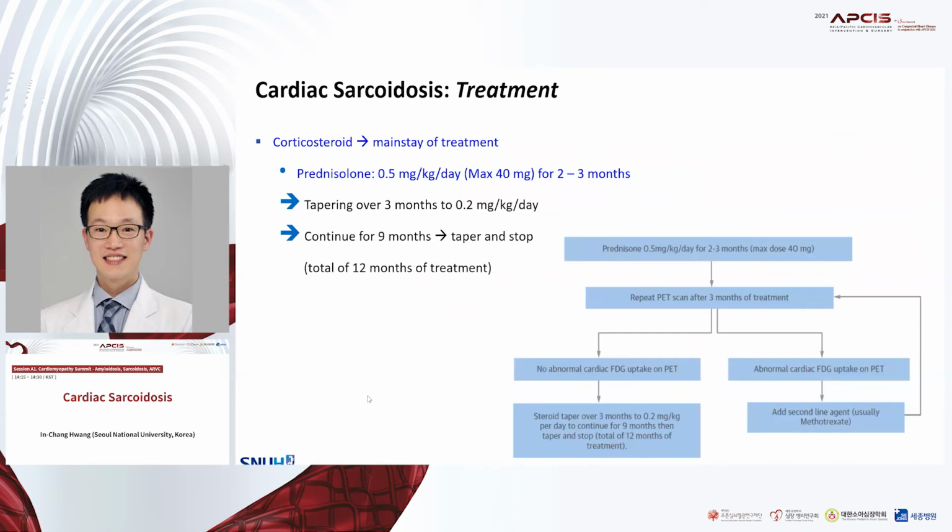After the diagnosis, the treatment should be prepared. The mainstay of treatment is, of course, the steroid. Usually we give prednisolone at a dose of 0.5 milligram per kg per day for 2 or 3 months.